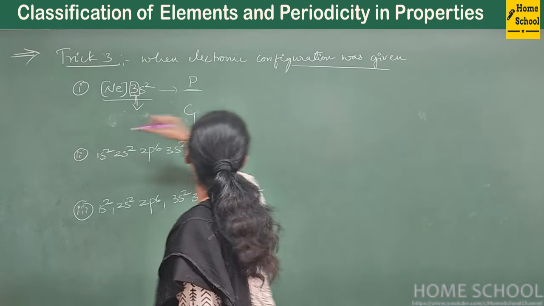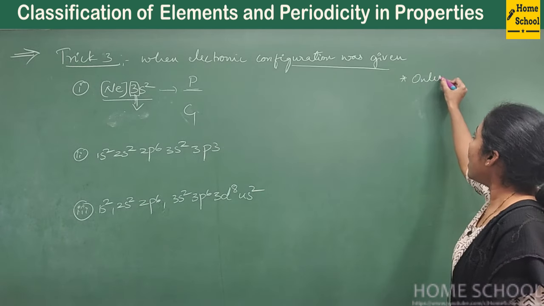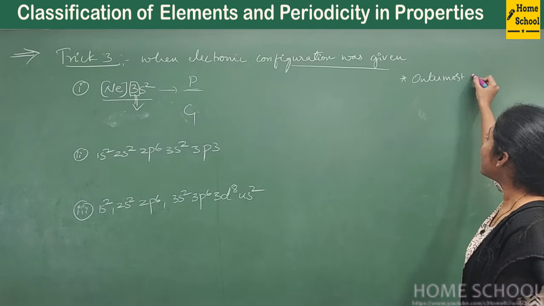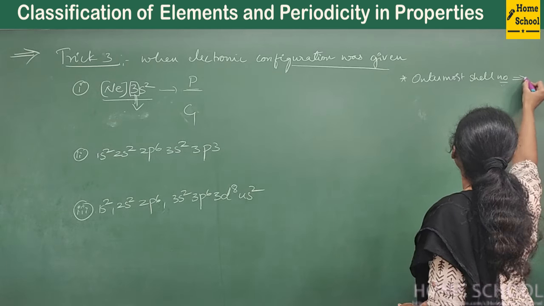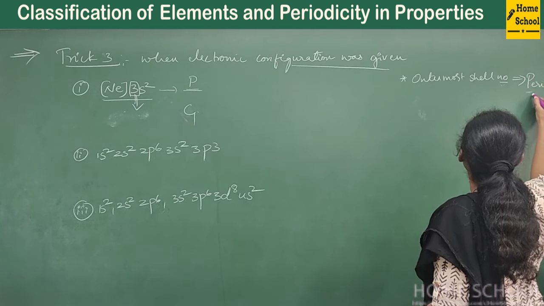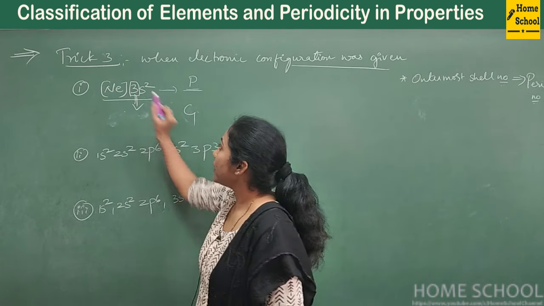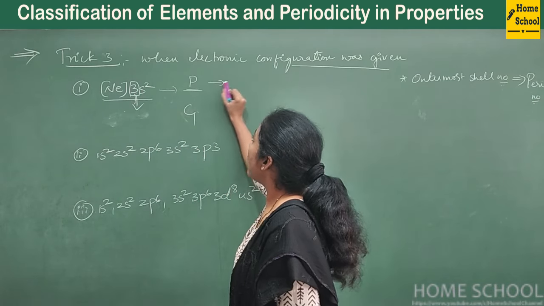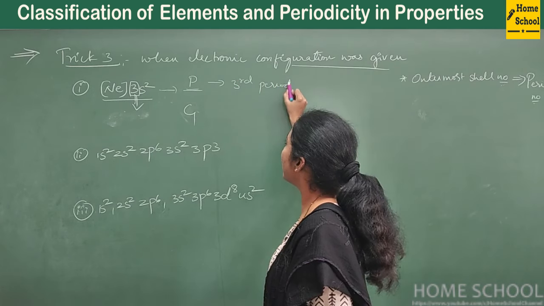Okay, let me write that point here. The first point you need to remember: the outermost shell number is nothing but the period number. Okay, so that is only your period number. So which is the outermost shell? Third shell. So the element belongs to the third period.